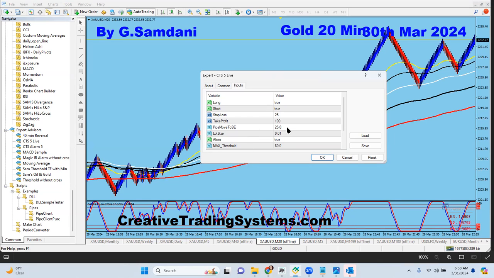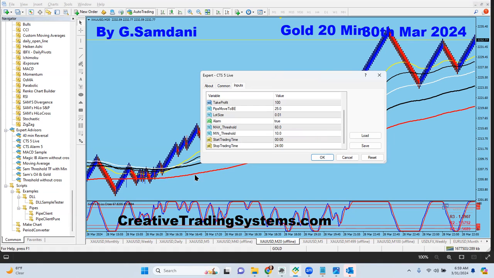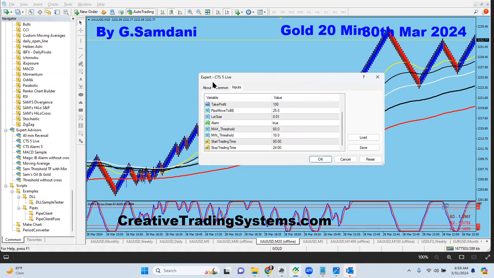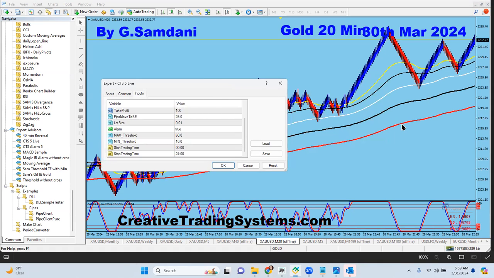Now, when the setup is there, at the time it's opening the trade, it will also have the alarm. If you keep it true, it will beep, or you can turn it off. Now, this one is threshold, and threshold means the distance between this yellow line and this red line, right? If it is too much, then we don't want the trade because usually after that, it comes back to the red line. So you can select it.